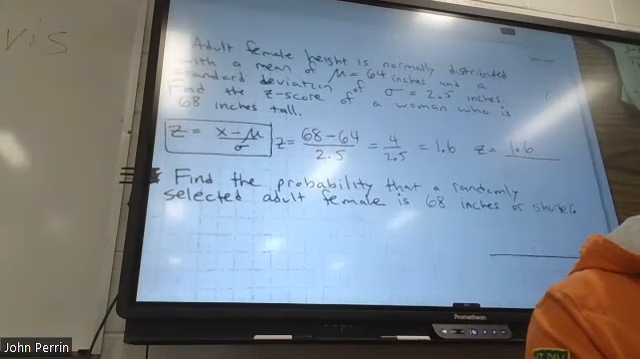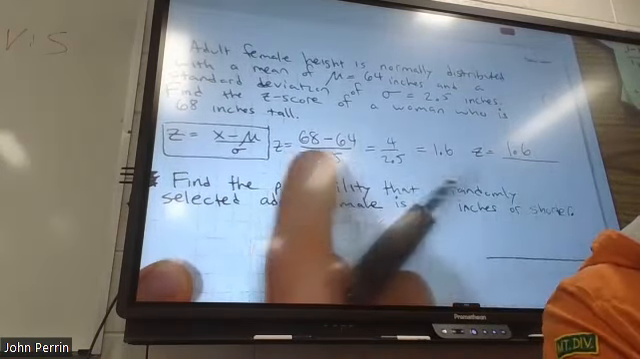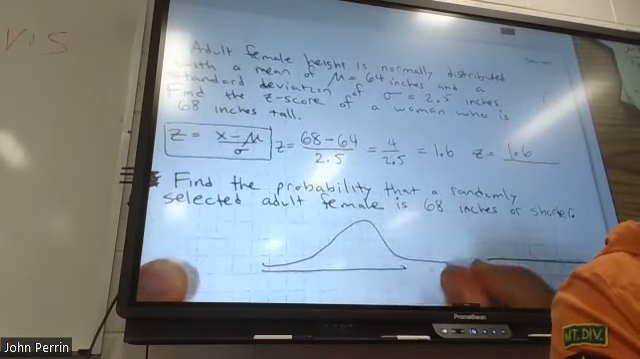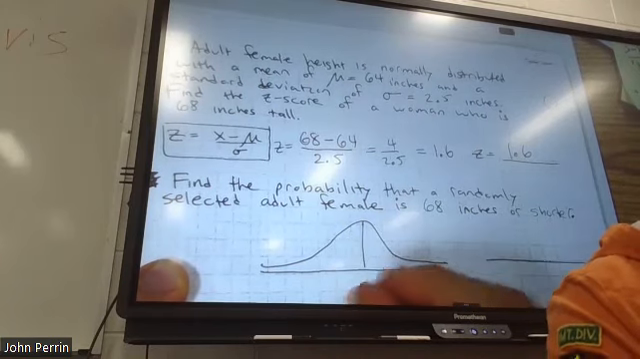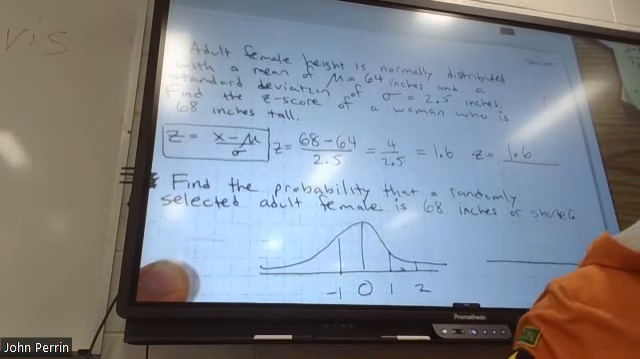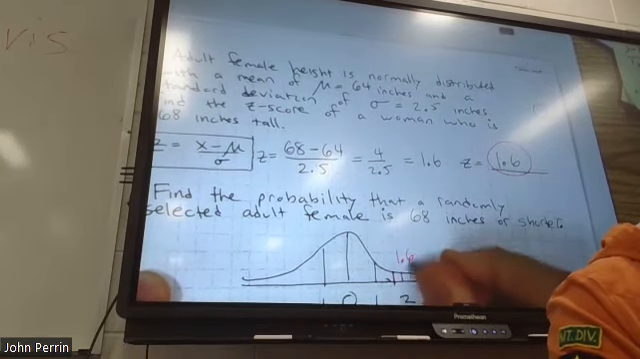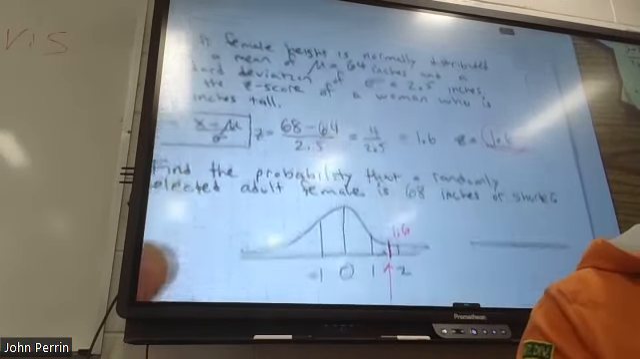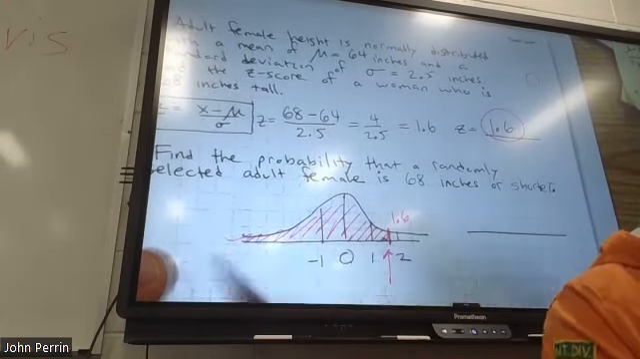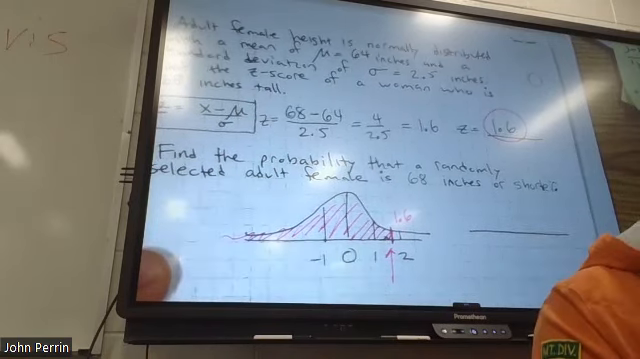Another question here. Find the probability that a randomly selected adult female is 68 inches, which was this height, or shorter. So to be 68 inches or shorter, we were looking at a z-score of, what was it? 1.6. So let's pretend that 1.6 is about there. So we were wanting the probability that our female is this height or shorter. So shorter, I'm going to shade to the left. Those represent numbers less than 68 inches.